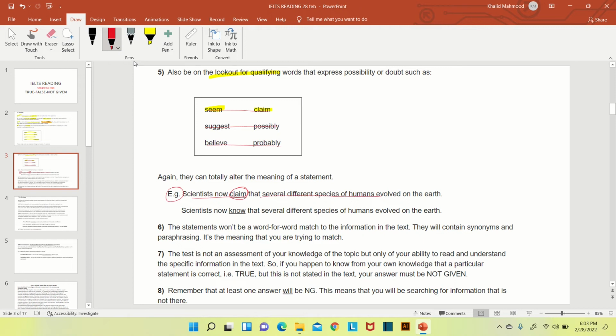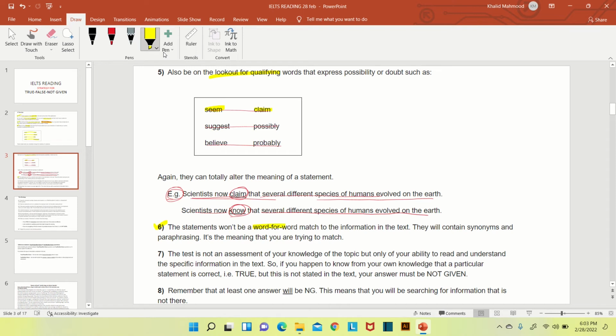There is also an example. Let's look at that. Scientists now claim that several different species of humans evolved on Earth. It means they believe that several species of human evolved on Earth. It can also be told like: scientists now know that several different species of humans evolved on the Earth. What they're trying to say is that here claim and know are the same thing. I hope you understand.